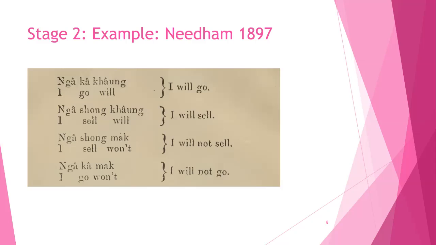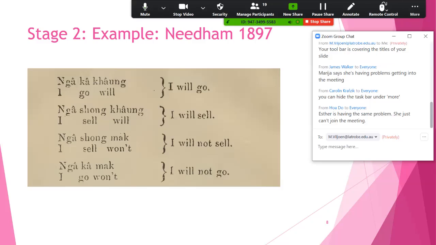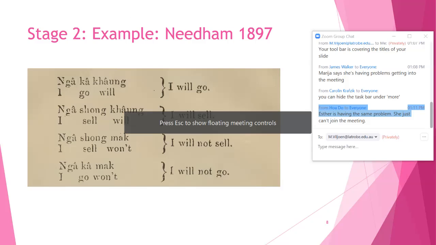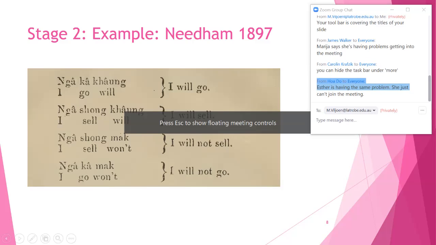And this example is, I'm just going to check there's no chat coming to me. Okay, some people can't join the meeting and I don't know why, and I don't know how to solve that. Now, how did I get rid of the show video panel? Hide. Right. So I'll just keep the chat available there in case someone needs to talk to me.